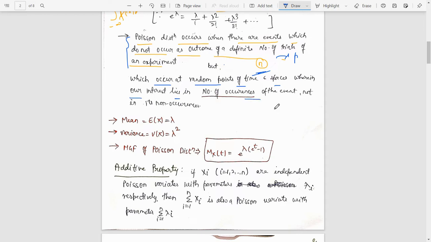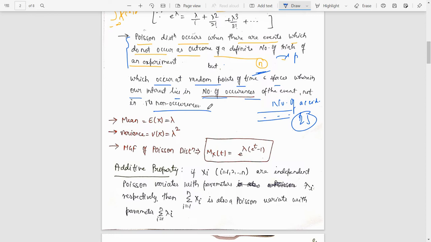Like let's say you are talking about a particular road, and we're talking about the number of accidents in a particular year. Or in a particular day also. Let's say today is the 25th, and you want to consider the number of accidents on that particular road. In Poisson distribution we always talk about the number of occurrences, not the number of non-occurrences. We are not talking about the number of non-accidents. That is not of our interest.